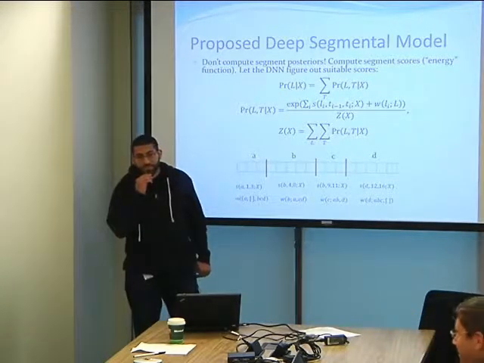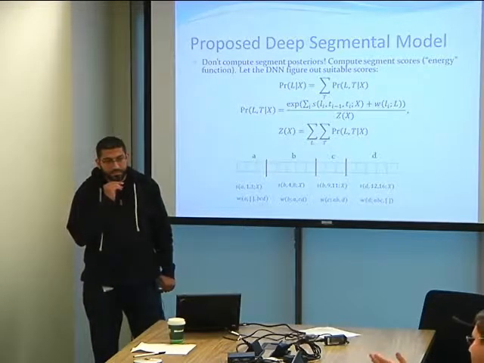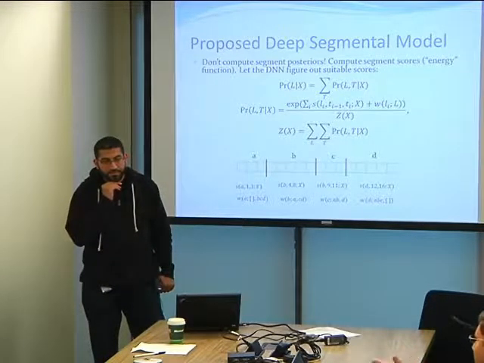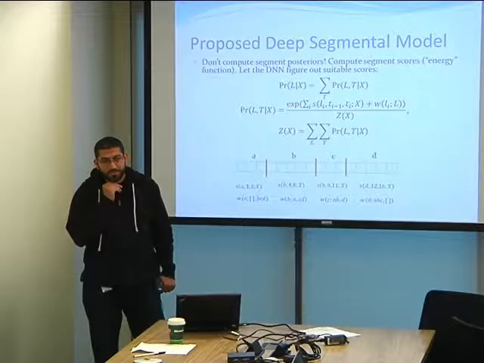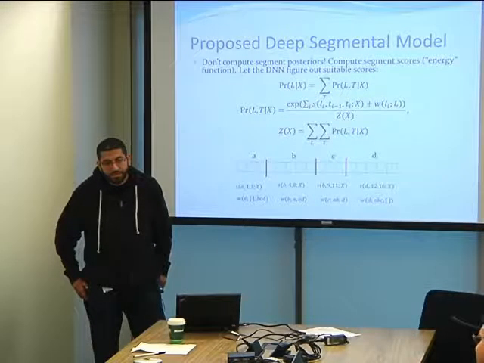So in the segmental CRF, what is S then? S is a set of segments. Consider all possible segments. Not S, S is the score. Right, so you compute a bunch of scores based on that segment.